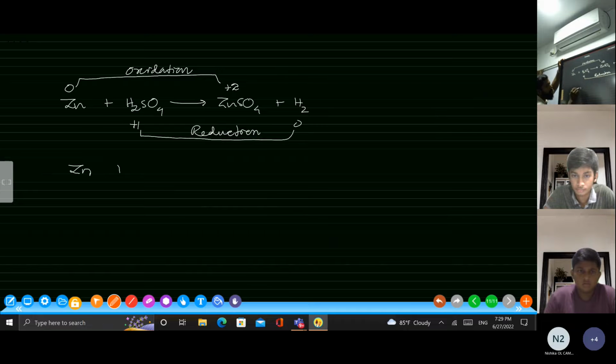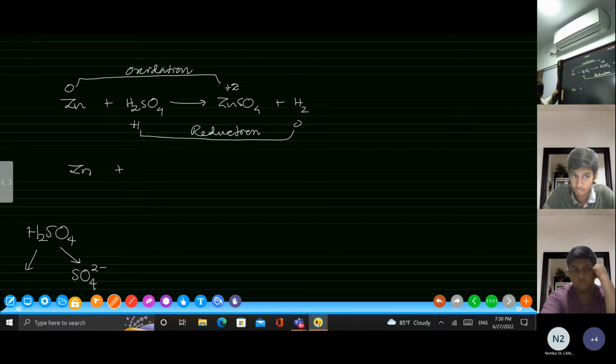Now here it's zinc metal. What do you have in sulfuric acid? What are the ions you have in acid? Look at the formula and tell me. What kind of ions do you have in sulfuric acid? Online students, what do you have in acid? You have a polyatomic anion. What is this polyatomic anion? Sulfate. Right? Sulfate ion. And then you have a simple ion. What is that simple ion? H plus ion. Right? But sulfate ion doesn't have any reaction in this case.